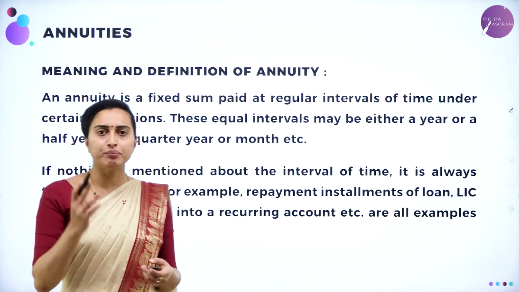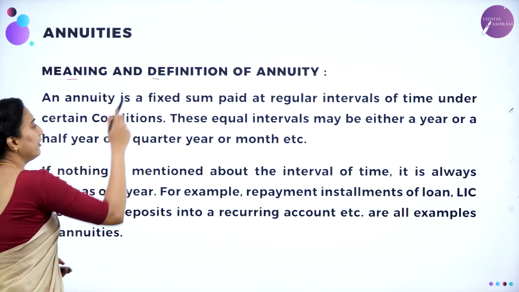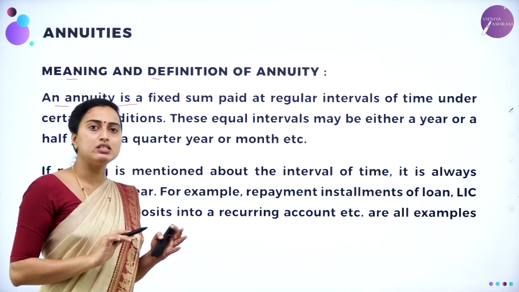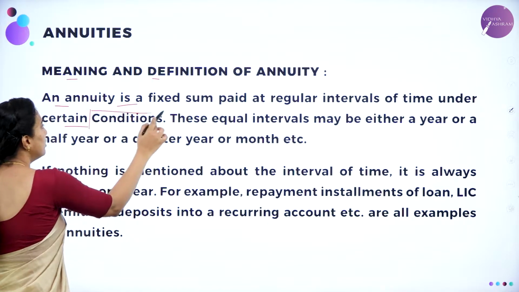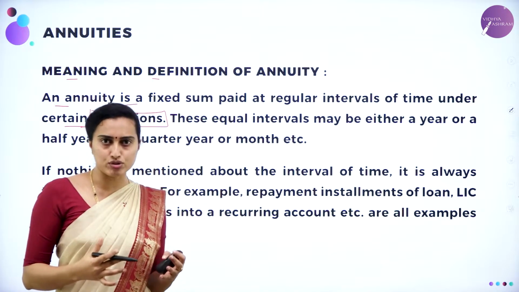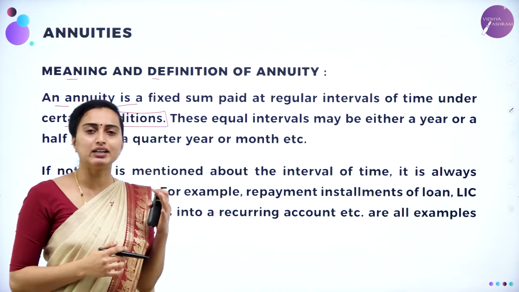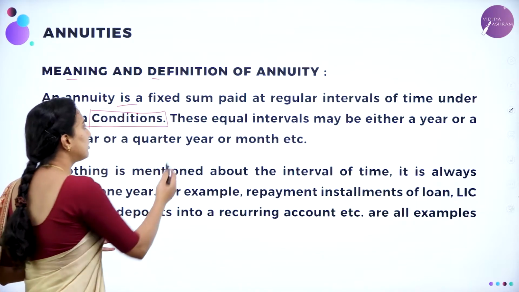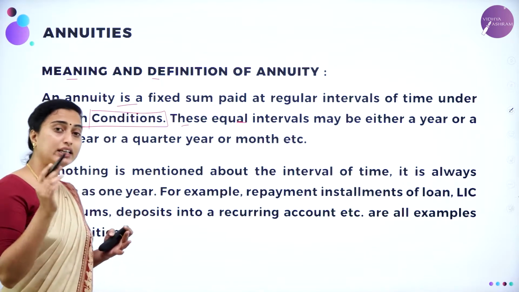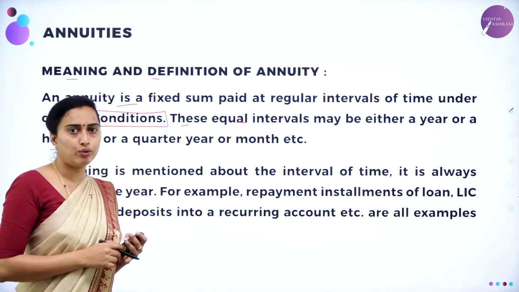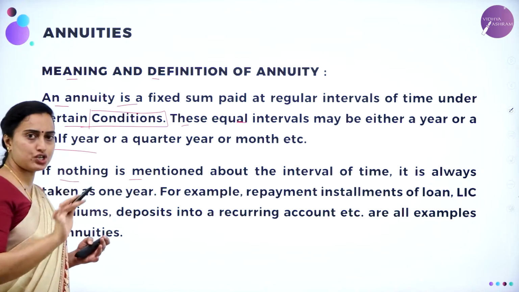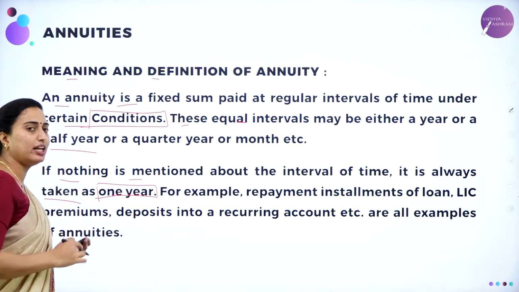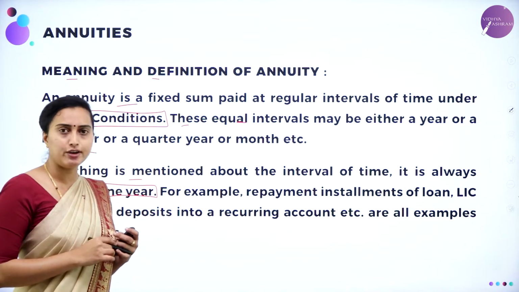Now we'll move on to what you mean by the annuity especially. Your meaning and definition of annuity goes like this. An annuity is a fixed sum paid at regular intervals of time under certain conditions. So it is a fixed sum, that means a fixed amount. It will be paid at regular intervals under some conditions. It may be LIC premiums, it may be a loan, okay? These equal intervals may be either quarterly, yearly, half yearly or monthly. Here, if nothing is mentioned about the interval of time, it is always taken as 1 year. Suppose they have not mentioned any interval of time, then it is automatically taken as 1 year. Per year, you are going to pay that, okay?